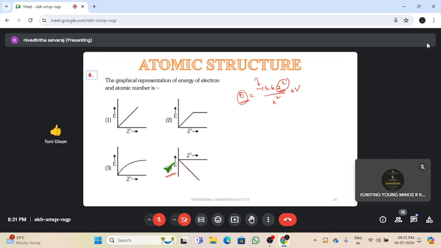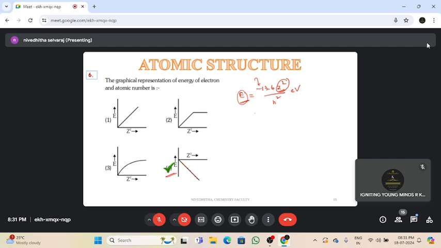How about N? If you increase the value of N, what will happen to the energy? If you increase the value of N, then what will happen to the energy of the electron? It will decrease. Okay, Ajay's answer is energy will get decreased.